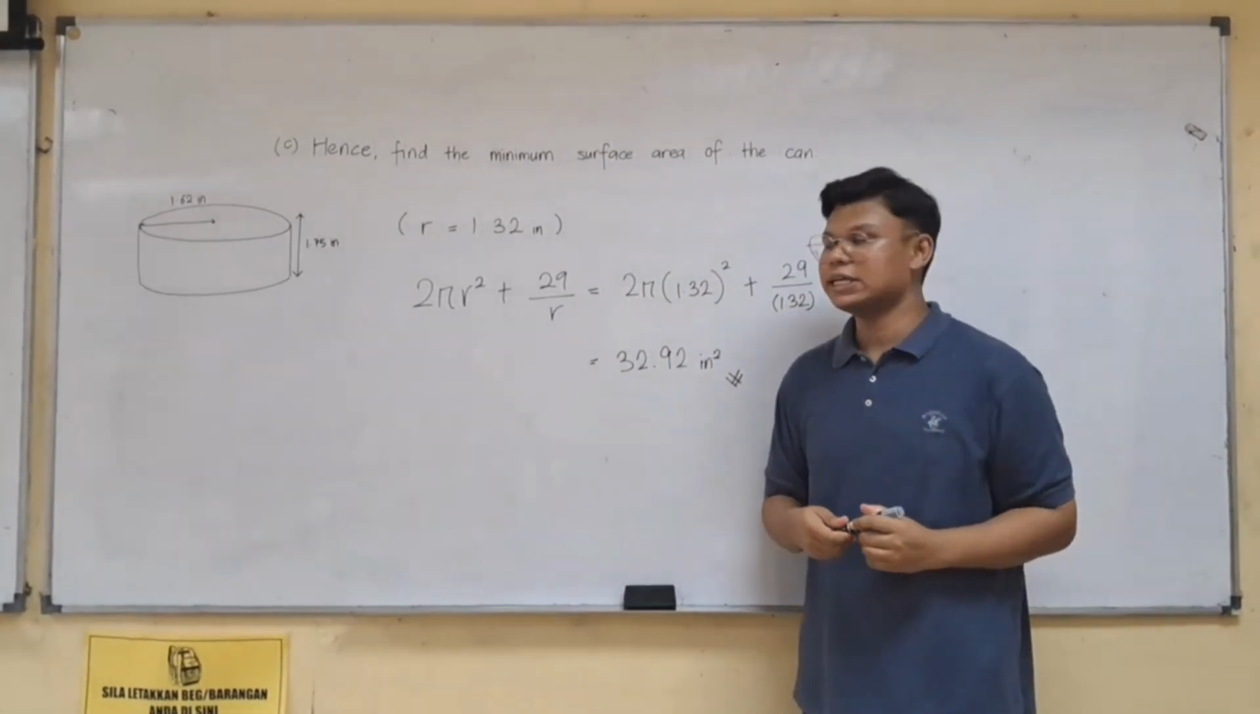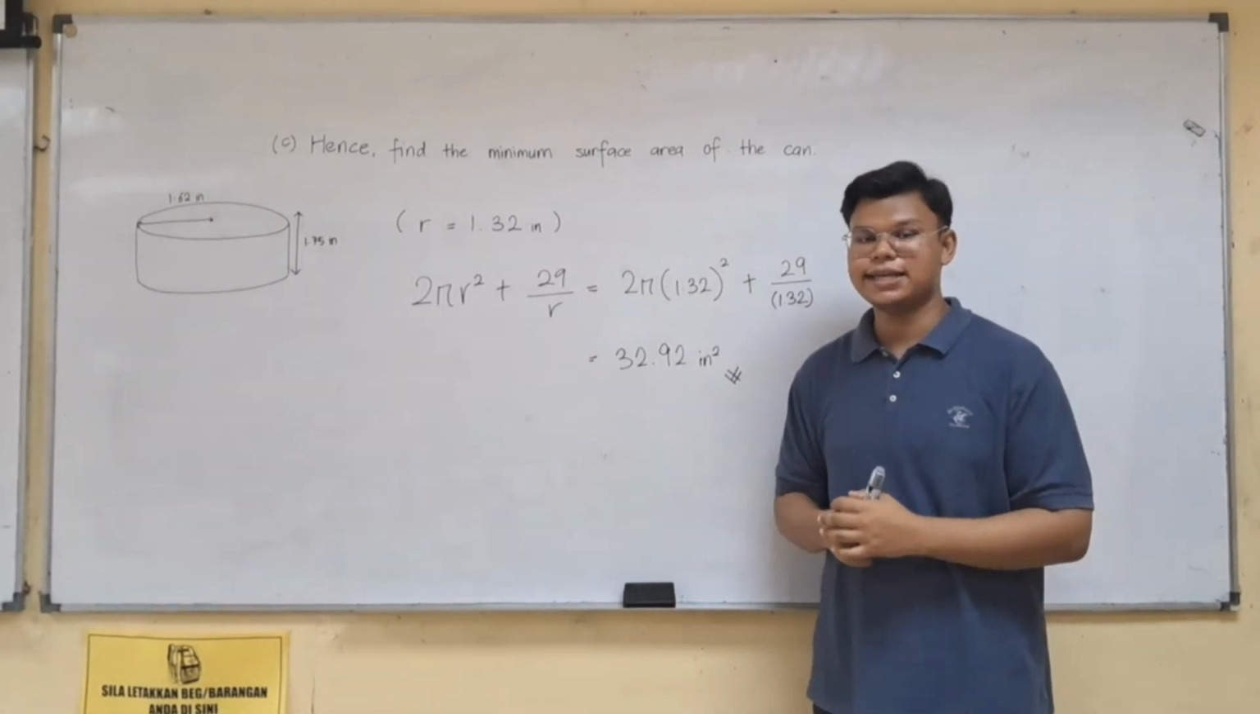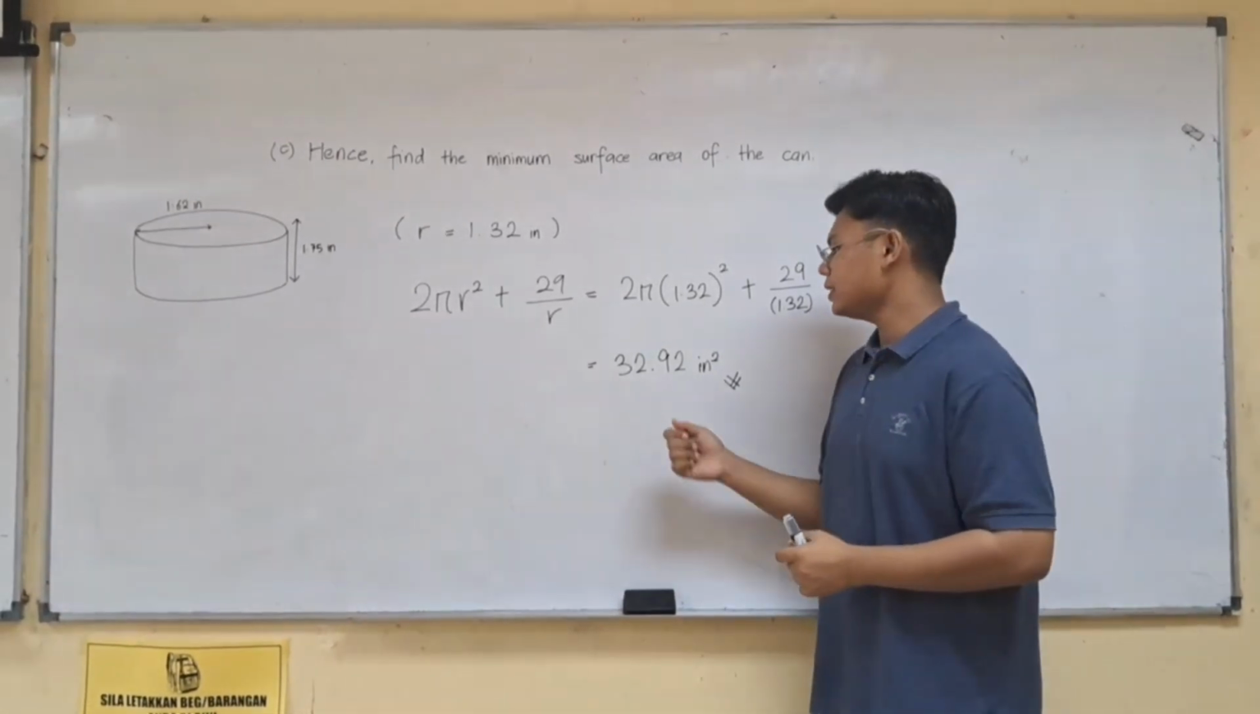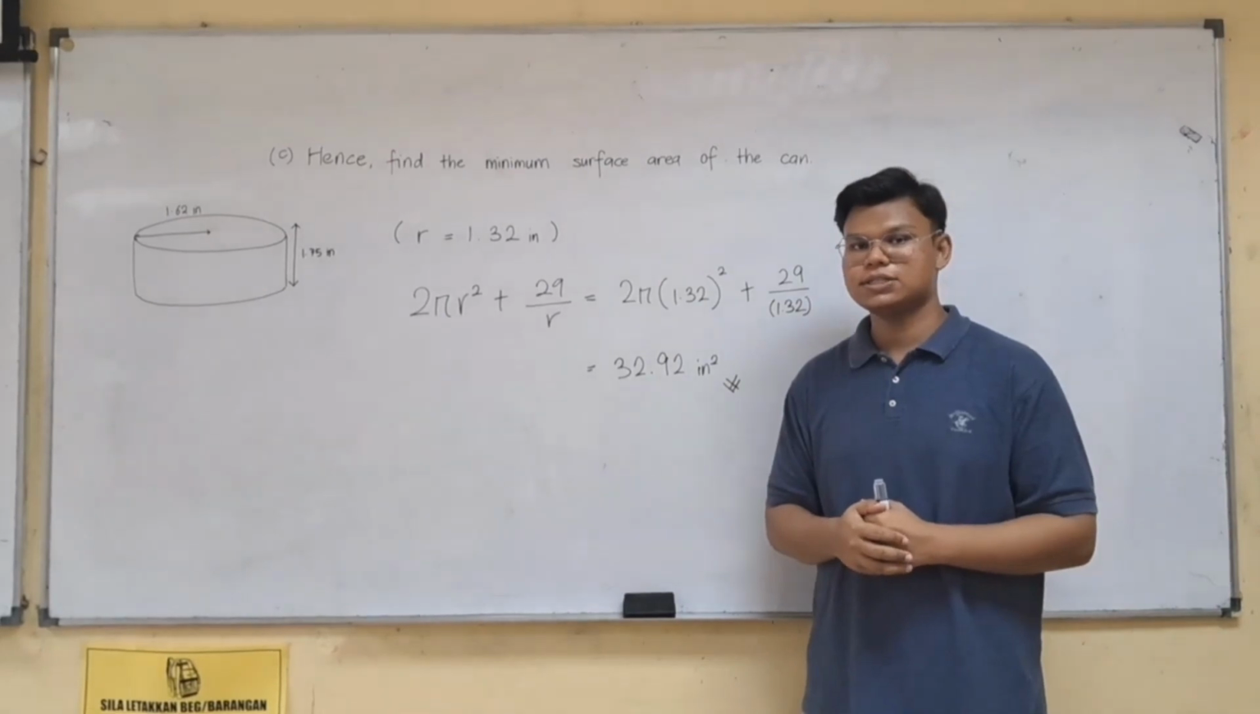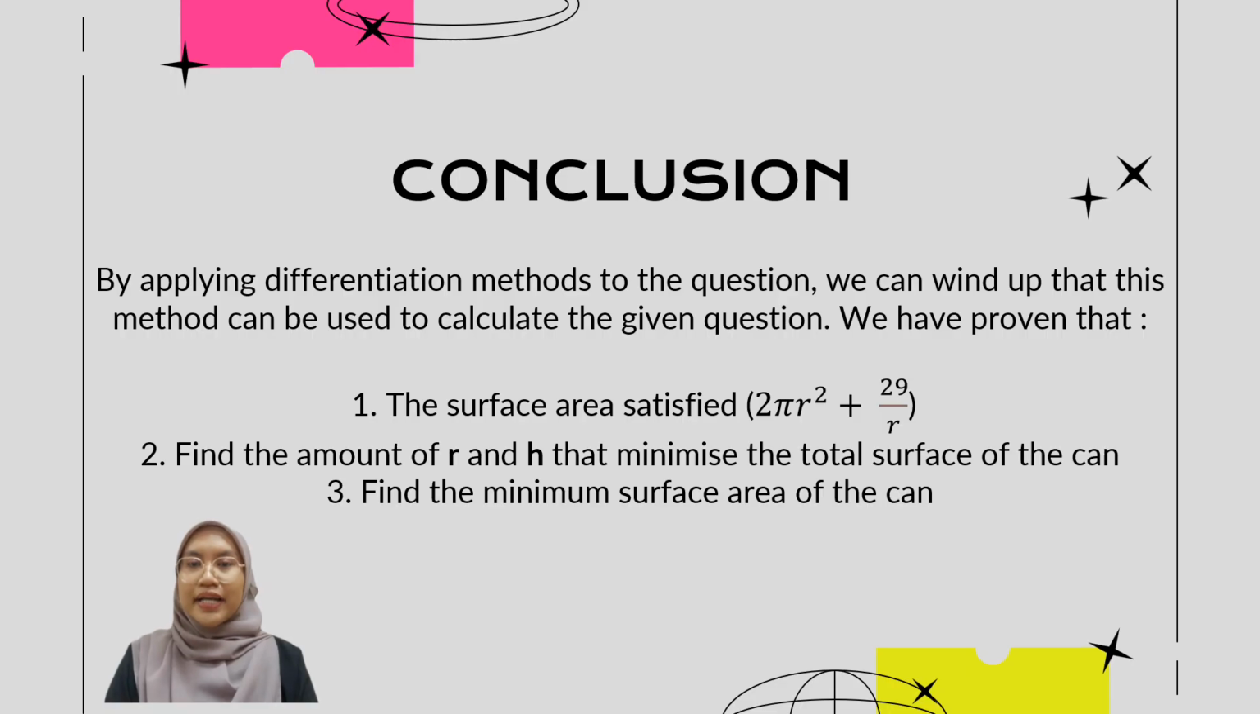So, in conclusion, the minimum surface area of the can that we have obtained is 32.92 inches squared. By applying the differentiation method to the question, we can find out that this method can be used to calculate the given question. We have proven that the surface area satisfies the formula. We have found the r and h that minimize the total surface area of the can, and we also have found the minimum surface area of the can. Hence, the differentiation method can also be applicable to solve our daily problems.